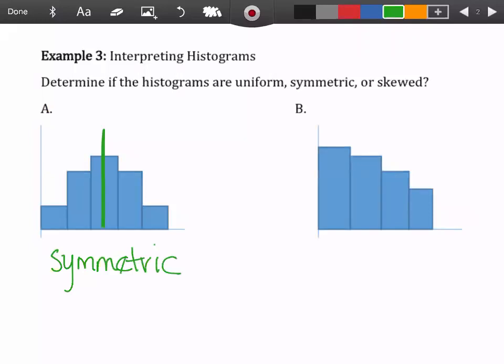And then for part B, the highest or the tallest bar is over here on the left. It's not in the middle, and they are not all the same height. So our graph here is skewed. And now you can practice identifying the shapes of histograms on your own.